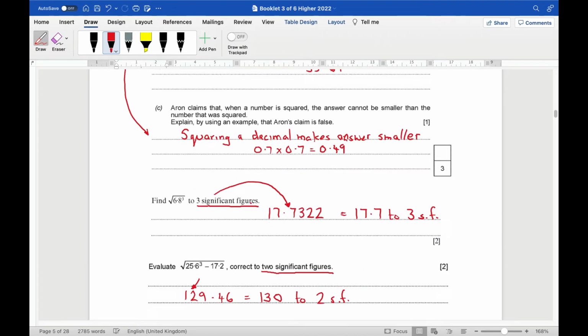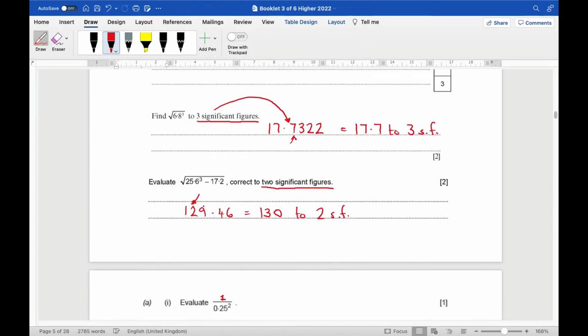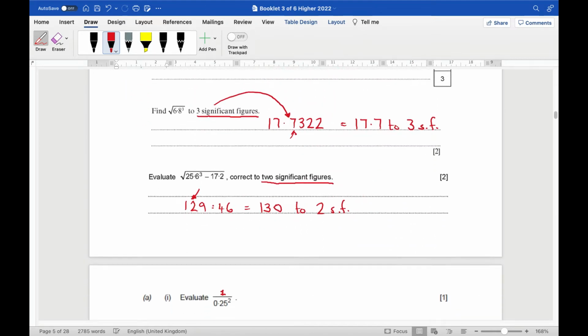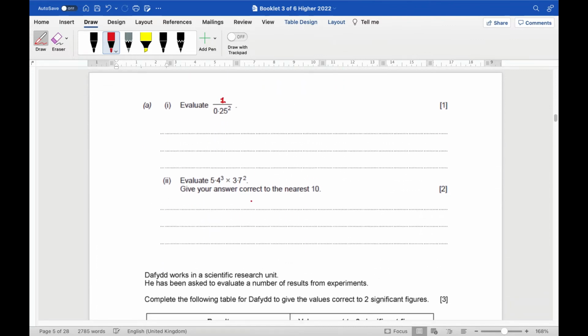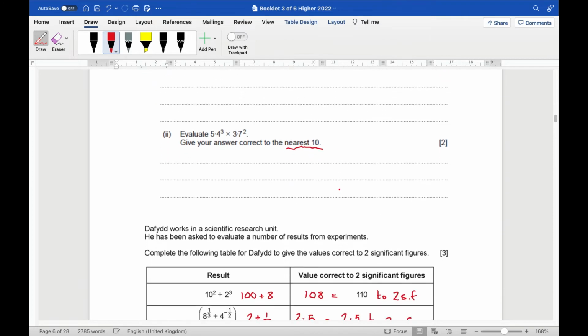They get a little bit harder now because they're talking about rounding your answers. So 3 significant figures, the third figure there, followed by a 3, so stays as a 7. 2 significant figures here is 130. And you can try put these into your calculator here, try and round it to the nearest 10, etc.